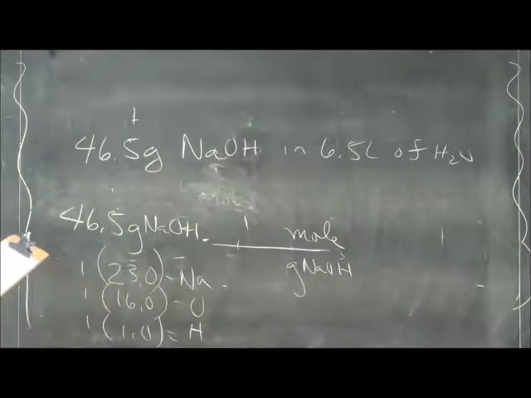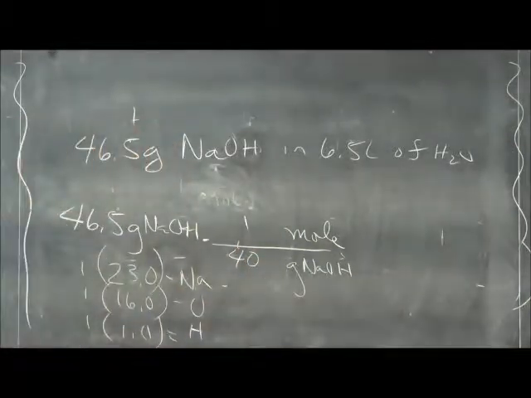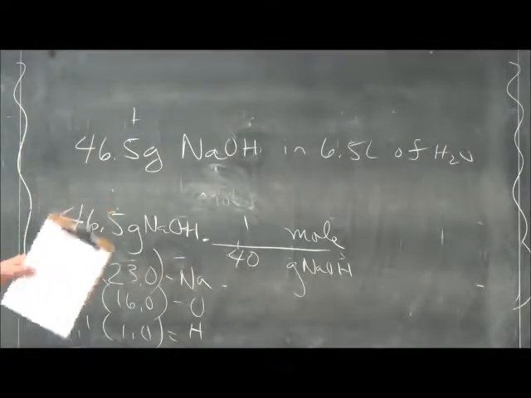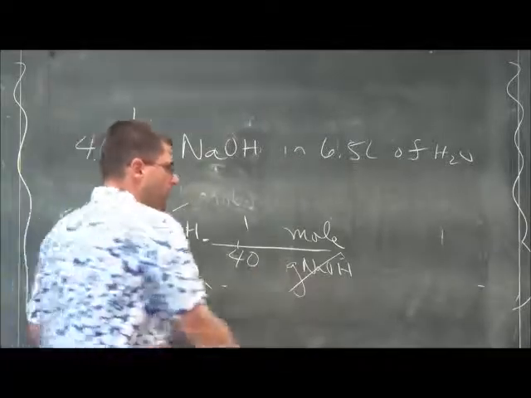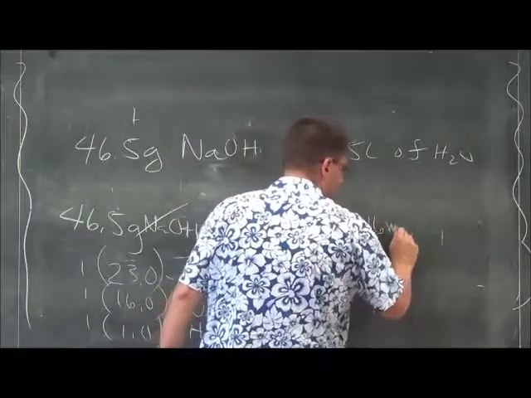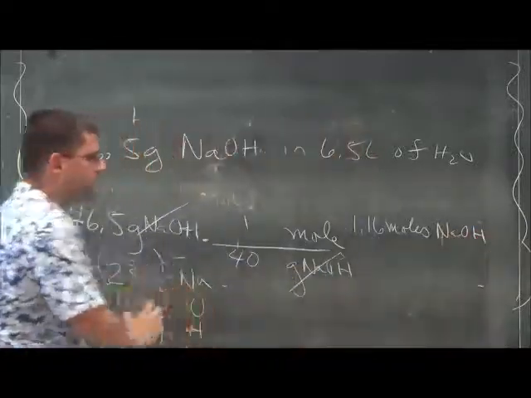23, 16, and 1 gives me 40 grams of sodium hydroxide. That's the molar mass. So to get moles, I take 46.5 divided by 40. I'm looking at 1.16 moles of NaOH. Okay, so I have that.